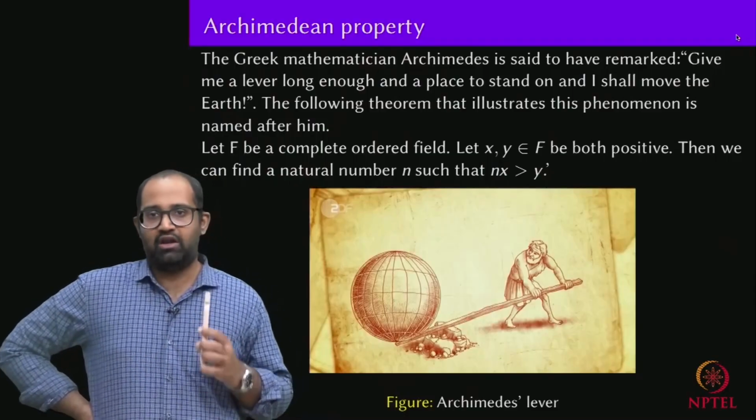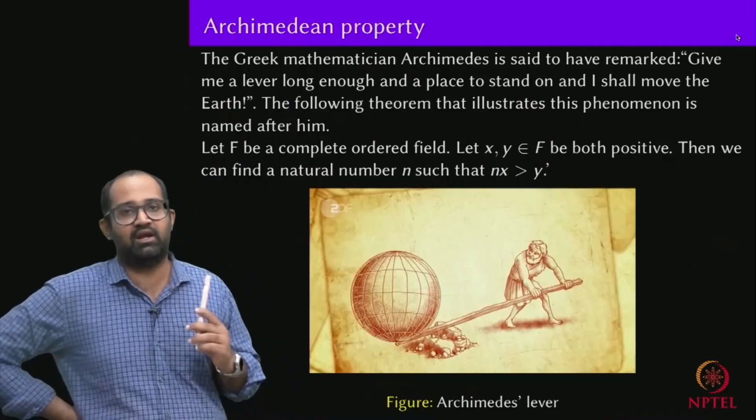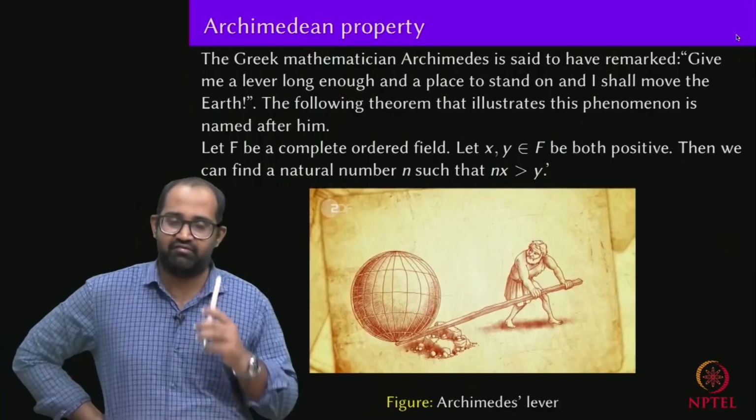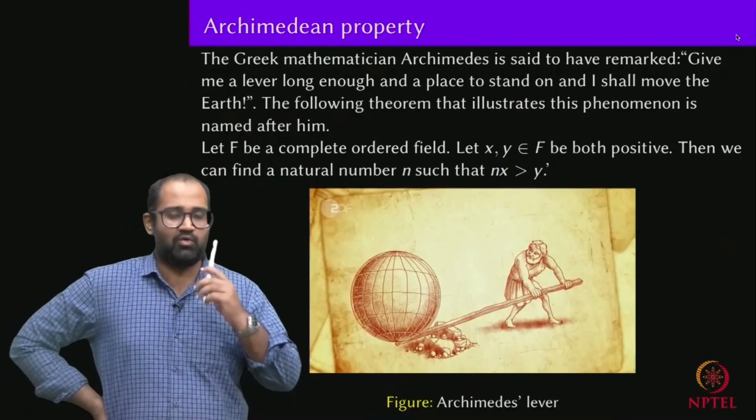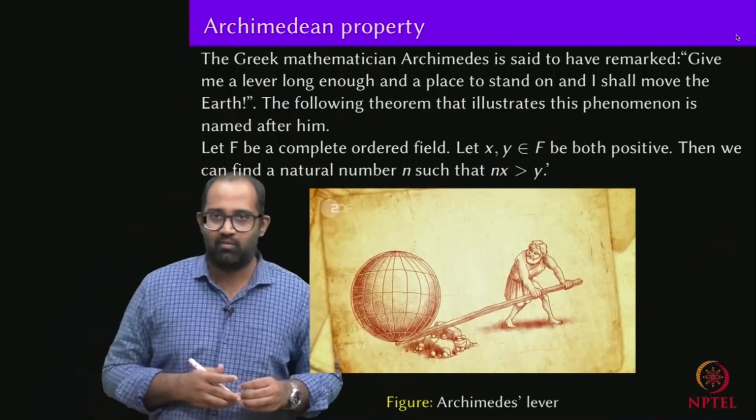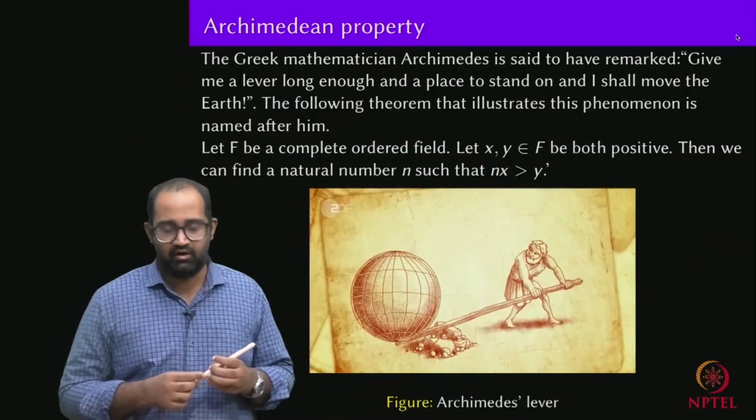Interestingly, his proof of the law of levers is completely mathematical. It's worth looking at. Just Google search proof of the law of levers by Archimedes. It's very interesting and it ties up to what is happening in this course. In any case, this is what the statement translates to. It's called the Archimedean property, named in his honor.